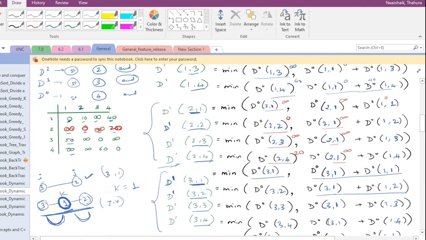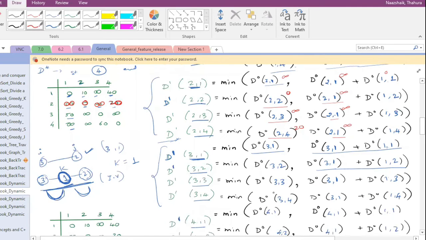Okay. Let's try here 3 to 2. 3 to, we have to do this, right? 3 to 1. 3 to 1 is 50. Otherwise, I can go from 3 to 1, 50 plus 1 to 1, which is 0. It will be the same. Let's try 3 to 2. So this is the same.